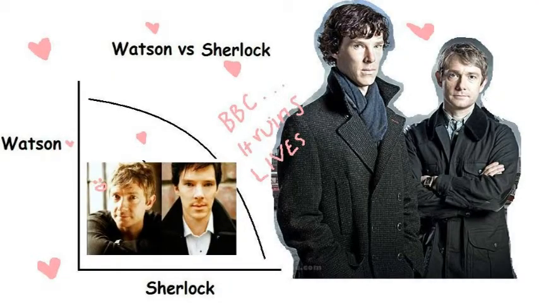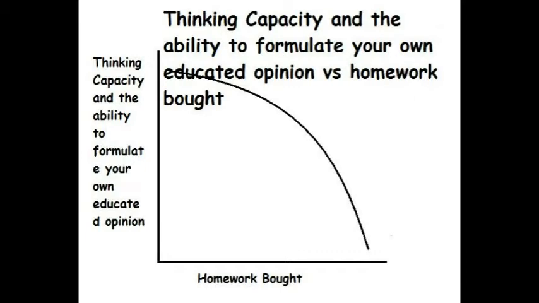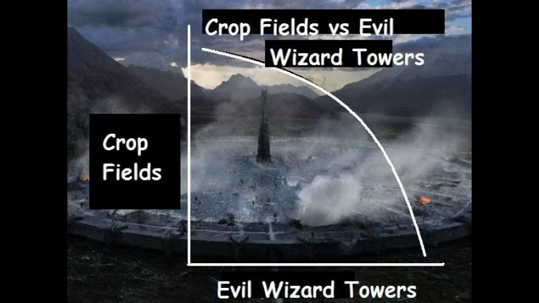In this example, we see how the more Sherlocks you buy, the less Watsons you can buy. In this one, you have homework bought against your thinking capacity and ability to formulate your own educated opinion. The more homework you buy, the less of the ability you have to formulate your own educated opinion. Here, we see that the more evil wizard towers you make, the less crop fields you can have. Of course, evil power is way more beneficial than food.